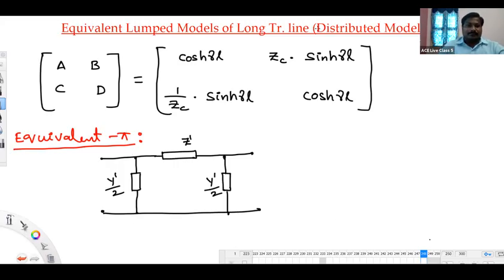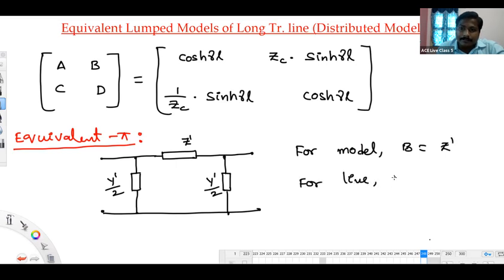Tell me all of you, with which parameter should we start the calculations? I'll take parameter B. What's the parameter B of the model? Z dash. What's the parameter B of the line? ZC sinh gamma L. These two we should match. First, I'll write: for the model, B is equal to Z dash, whereas for the line, B is equal to ZC sinh gamma L.